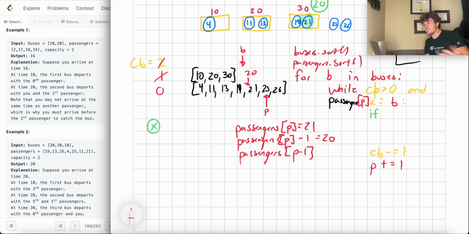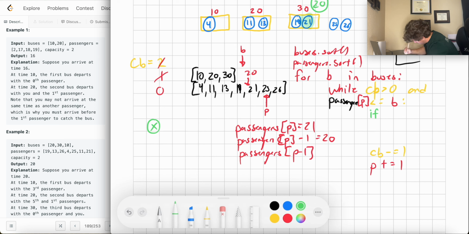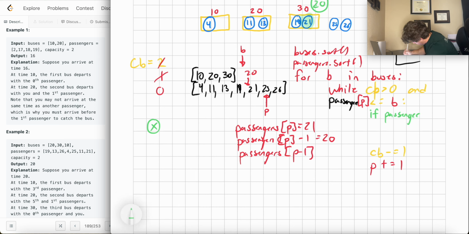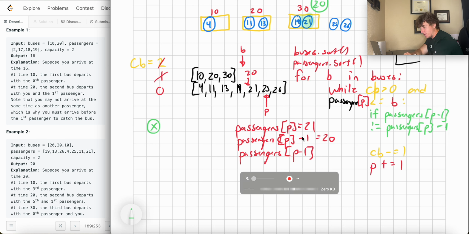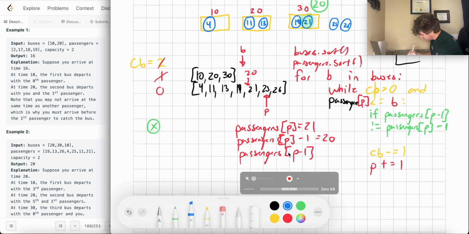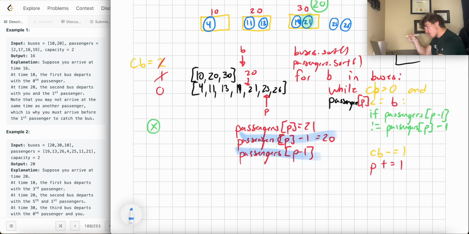So all we got to do is say, can I put this thing at spot 20? Well, I can only put this thing at spot 20 if there is no 20 in the system. Where would 20 be? It would be right before me. So if passengers of P minus 1, at the previous location, doesn't equal passengers of P minus 1. So passenger of P is 20. So passenger of P minus 1 is 20. So if 20 was in the system, it would be at this location. So if these two things aren't equal, then we can put our guy in that slot.